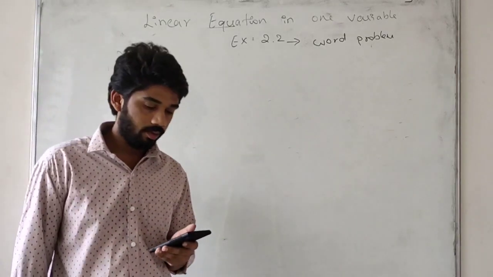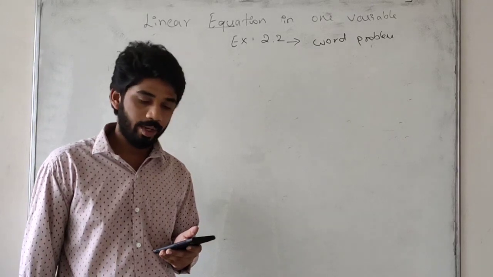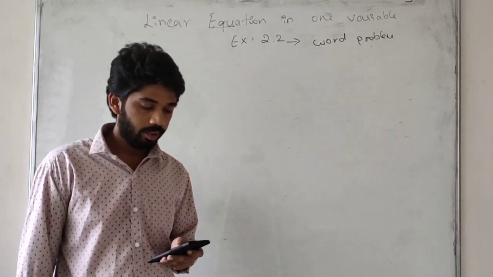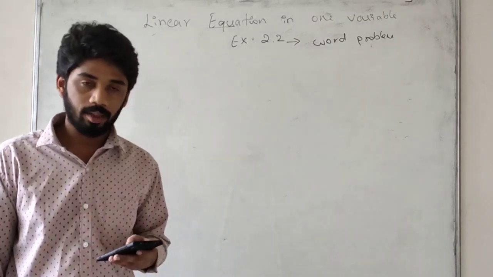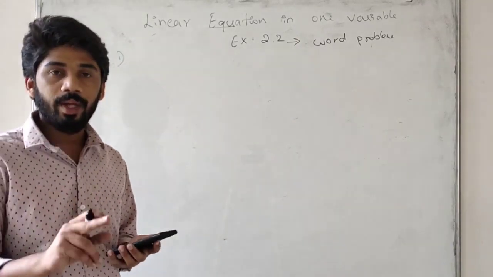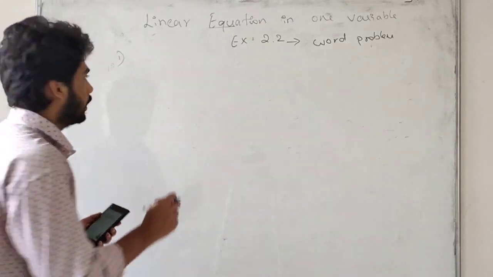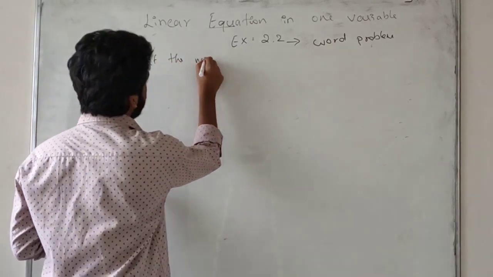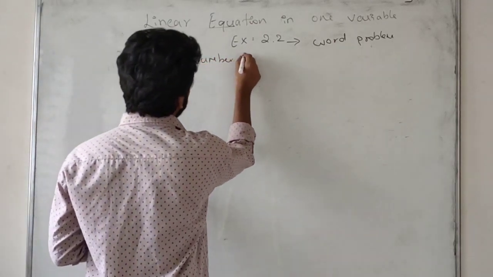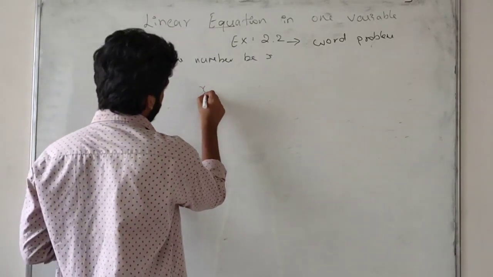If you subtract 1 by 2 from a number and multiply the result by 1 by 2, you get 1 by 8. What is the number? We have to find the number. If you subtract 1 by 2 from a number, we don't know the number, so let the number be x.